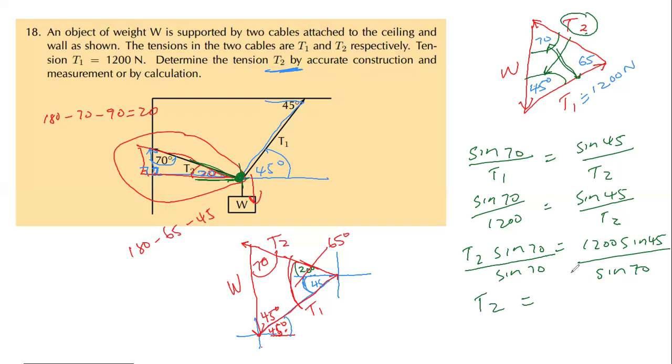Let's see what we mean. So what will be T2? It will be 1,200 multiplied by sine 45 divided by sine 70, which gave me what? 902.98 newtons.